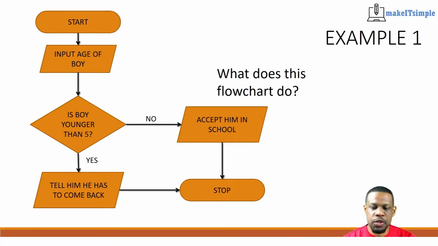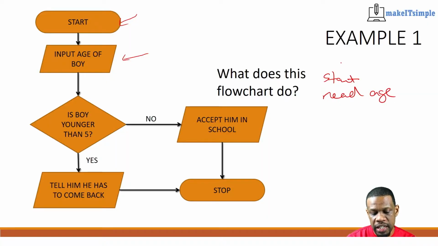Thanks. Alright, so let's go now to a simple example of a flowchart. Let's say we start and we ask somebody to input the age of a boy. You realize that the input age of a boy is in a parallelogram because we want to get something coming in. So if we were to write this as a program, the program would be start, read age, right? Now the read age will coincide with this symbol here.